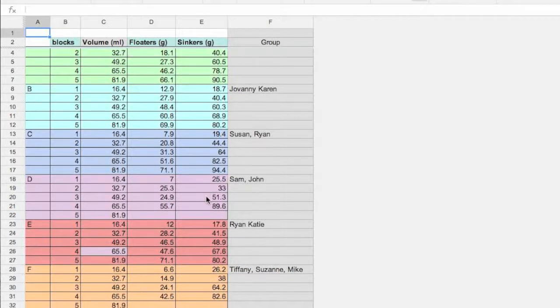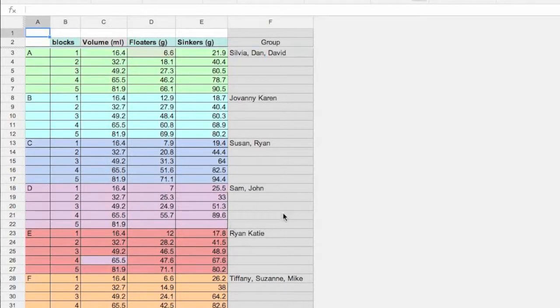But this is a spreadsheet. It happens to be a Google spreadsheet, an online spreadsheet, and they can see for one block here for Sylvia, Dan, and David, they had a volume of 16.4 milliliters or 16.4 cubic centimeters. And they had one that floated at 6.6 grams, and they had one that sank at 21.9.